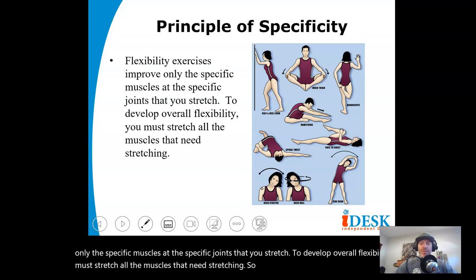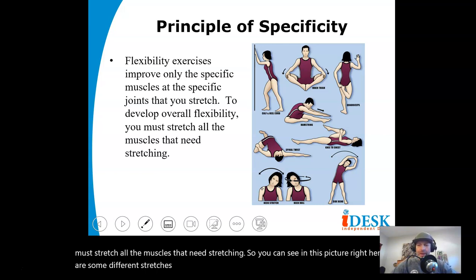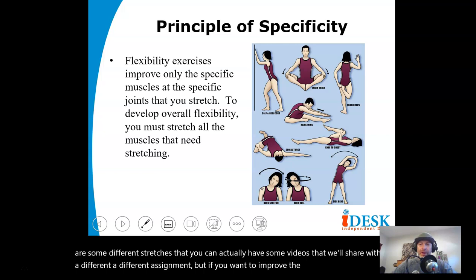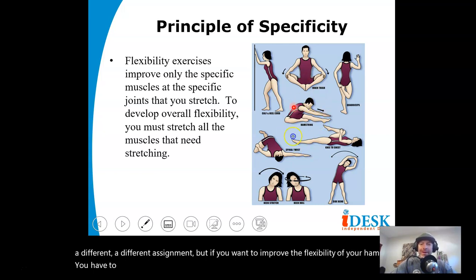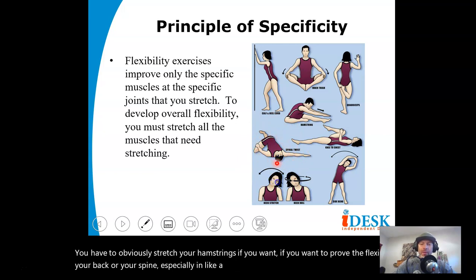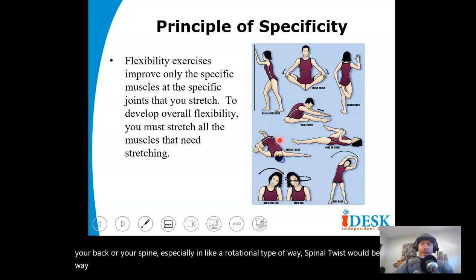So you can see in this picture right here, these are some different stretches that you can do. I actually have some videos that we'll share with you in a different assignment. But if you want to improve the flexibility of your hamstrings, you have to obviously stretch your hamstrings. If you want to improve the flexibility of your back or your spine, especially in a rotational type of way, spinal twist would be the way to do that. Knee to your chest is going to be another hamstring and glute stretch.